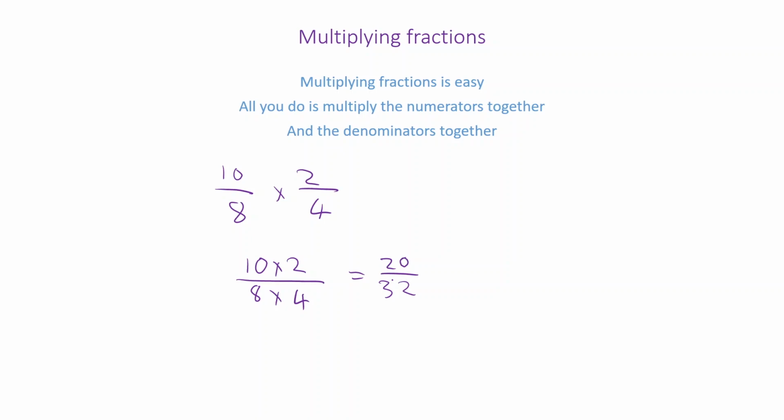Now 20 over 32 can be simplified to 5 over 8 by dividing the numerator and the denominator by 4. And 5 over 8 simplifies to 0.625. Now dividing fractions is also easy.